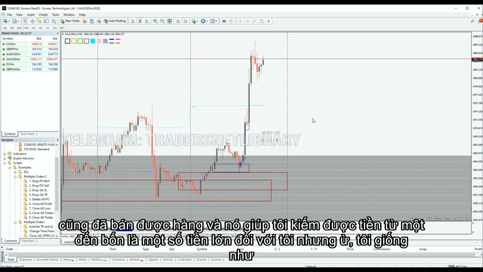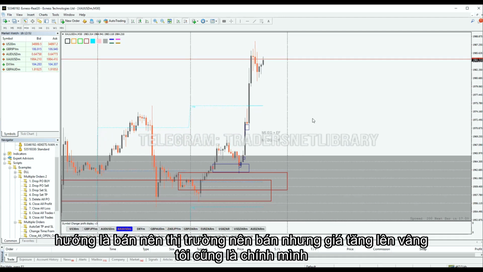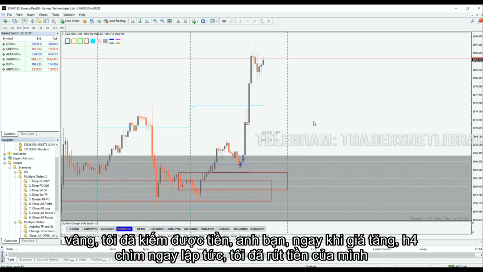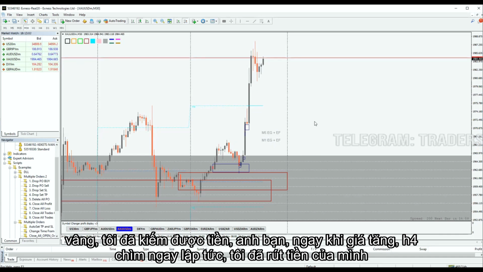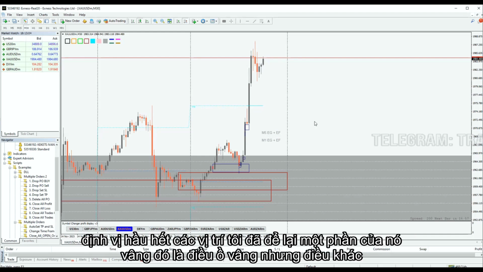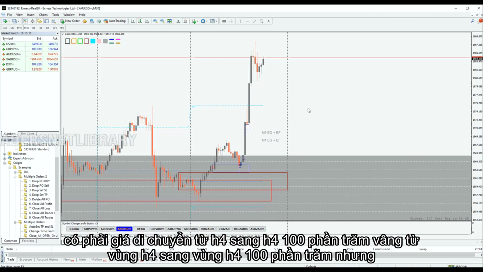1:4 is big money for me. But I was like, the direction is sell, so the market should go selling. But when price went up, I was like, man, the direction also was sell. I made money, brother, as soon as price reached the H4 engulfing. I took out most of my positions and left some part to run. But the other thing is that price moves from H4 to H4, 100%.